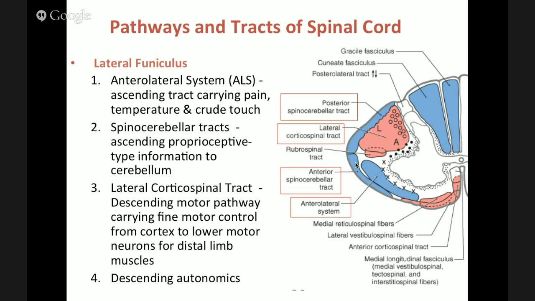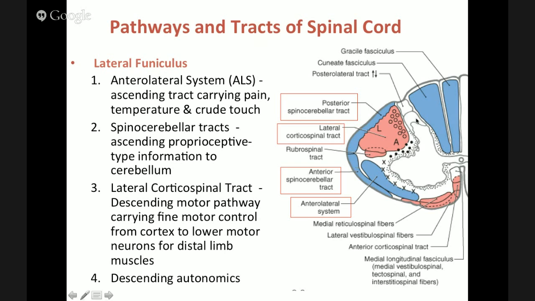So this is information which is transmitted to the cerebellum. And of course it is critical information for cerebellar function, allowing the cerebellum to match intended movement with actual movement and to correct motor error.